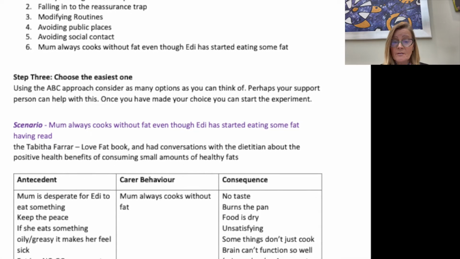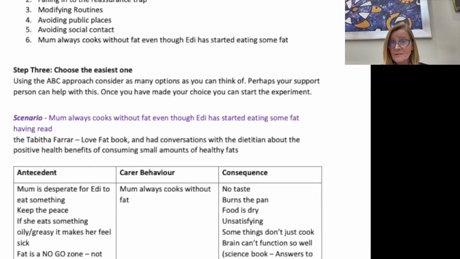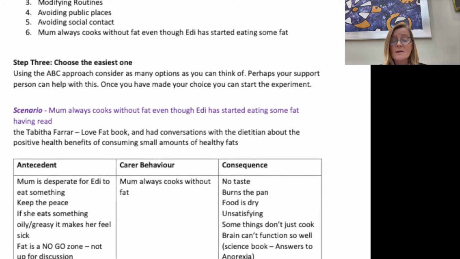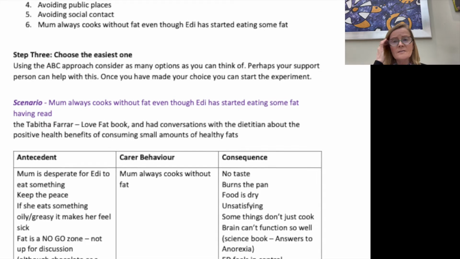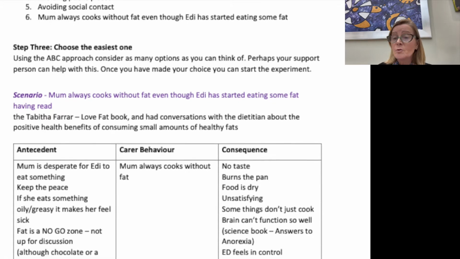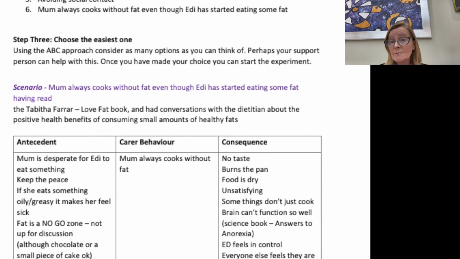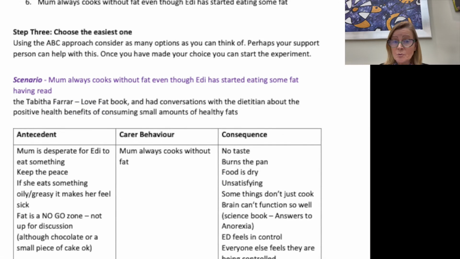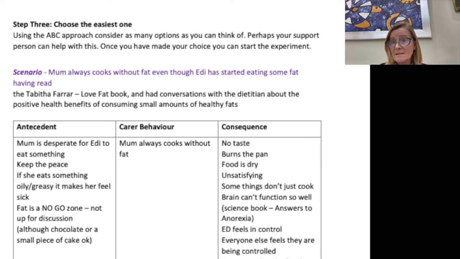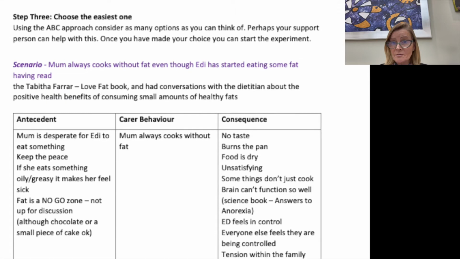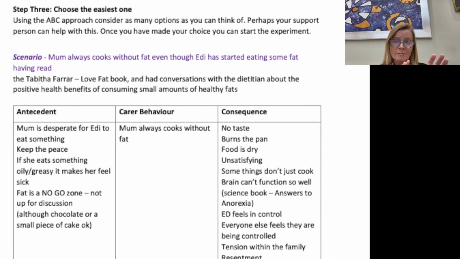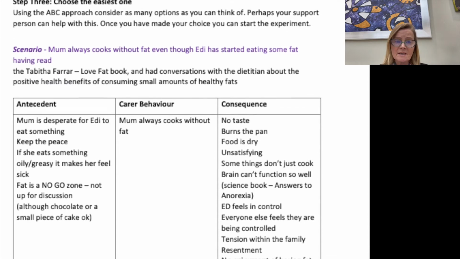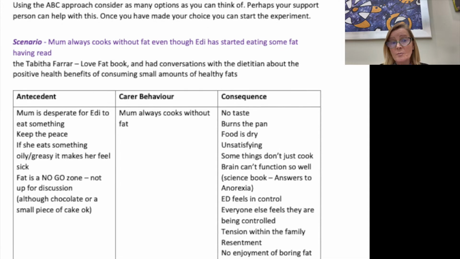Then we can look at the caring behaviour in terms of the ABC analysis. So what are the triggers? What are the antecedents for mum cooking without fat? Well, she's desperate for her daughter to eat something. It keeps the peace. If her daughter eats something too oily or greasy, it makes her feel sick. Fat's been a no-go zone, not up for discussion, although mum doesn't recognise that her daughter started to eat a little bit of cake or a little bit of chocolate when it suits her.